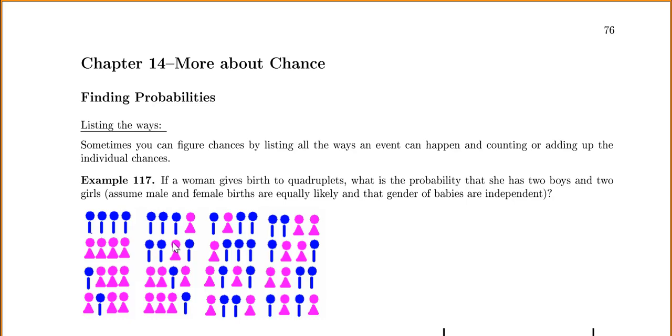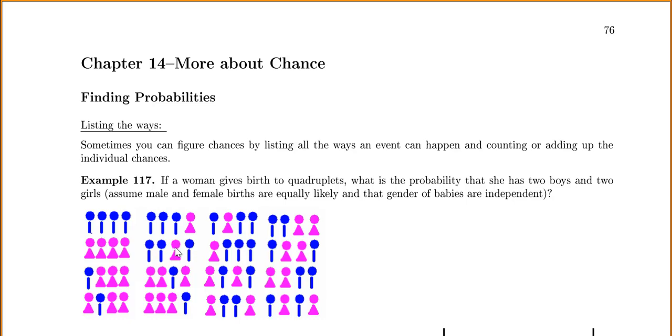For example, if a woman gives birth to quadruplets, what's the probability that she has 2 boys and 2 girls? Assuming that male and female births are equally likely and that the genders of the babies are independent. Gender of the babies being independent just means that the first baby doesn't affect the gender of the next baby, and so forth.